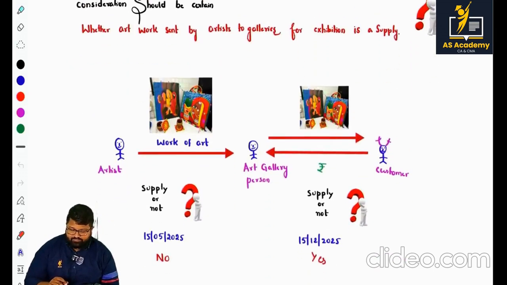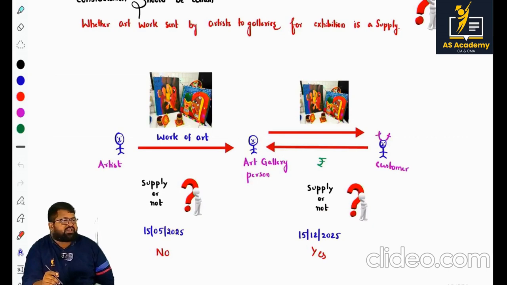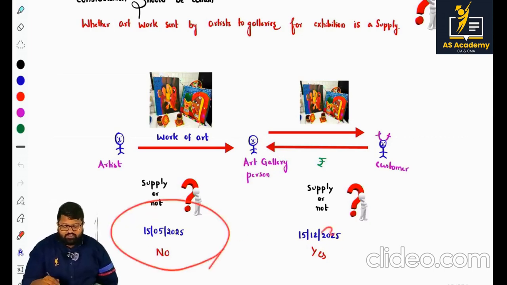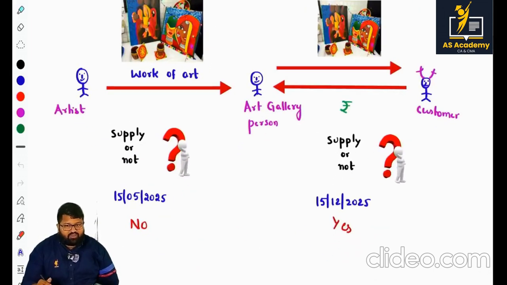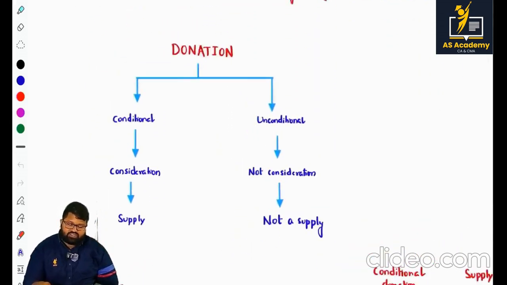Okay. Next. What about this one? Artwork. Sir, when do we recognize artwork? When we are displaying it or when the final sale is done? So in this case, two dates. What is the final sale date? 15 December 2025. Then it is a supply. Until then it is not a supply at all.